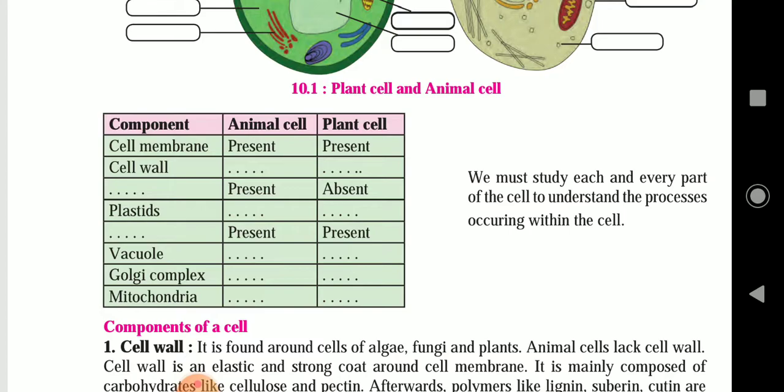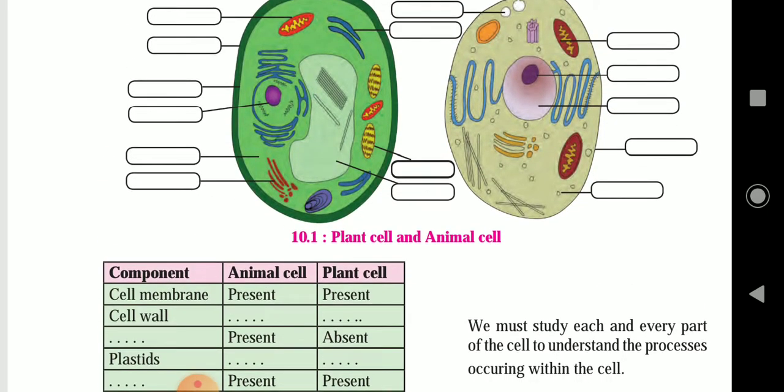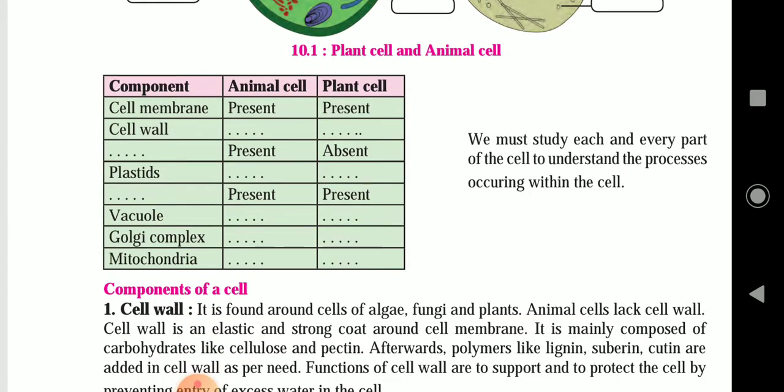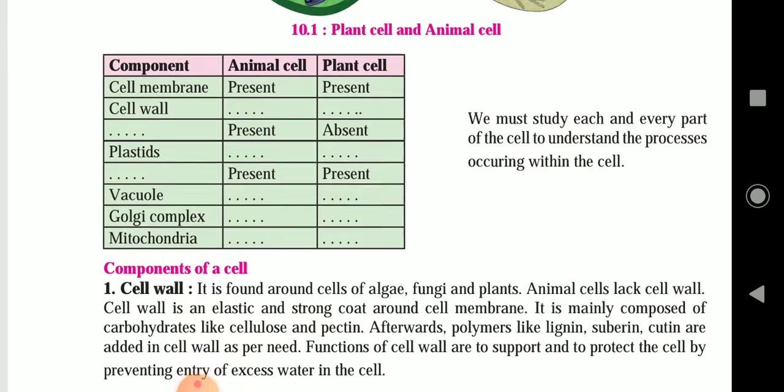In animal cell, plastids are absent, and in plant cells they are present. In animal cell, vacuoles are small or they are absent, and in plant cell, vacuoles are big. So all those differences you require to know, as well as try to draw the diagram of animal cell and plant cell. Here the different components of the cell, we call them cell organelles.